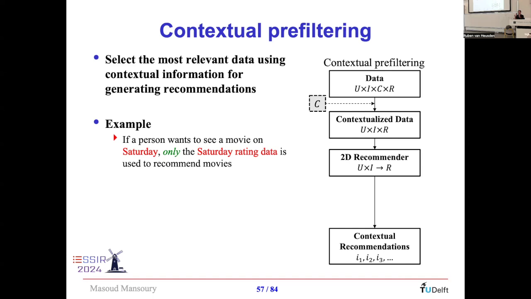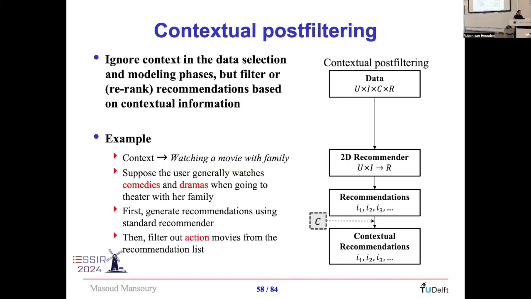Well, first we extract the input data for the weekend, and then we build the recommendation model on that sample of the data. So this is the contextual information that we build the model on, the relevant data. In contextual post-filtering, we first generate the recommendations or predict the relevance score for all the items.